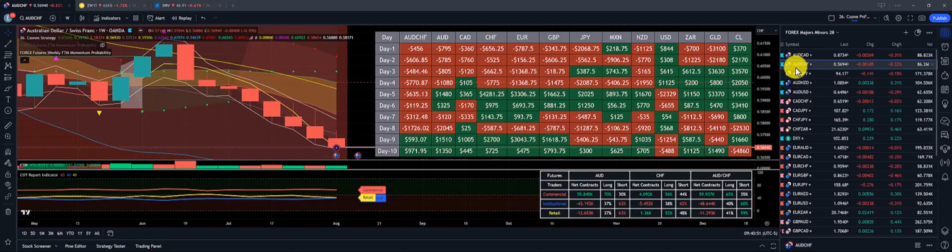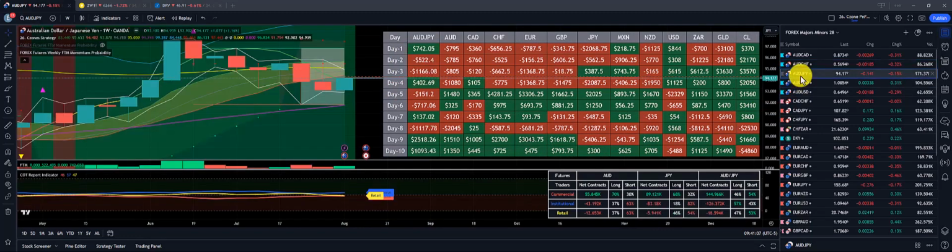Aussie dollar, Swiss franc, same thing. No significant crowding out to the short side. Everything below the dragon, everything red. Nice FTM to the short side, nice gain of $456 on one standard lot.